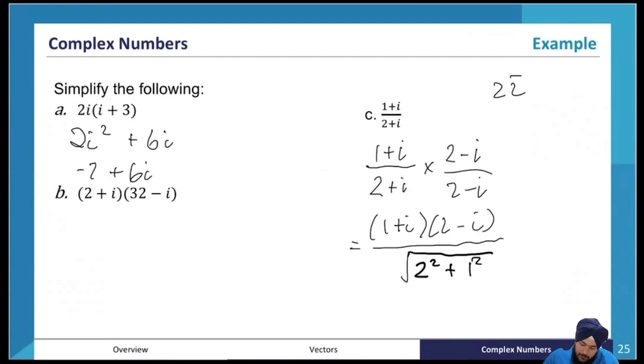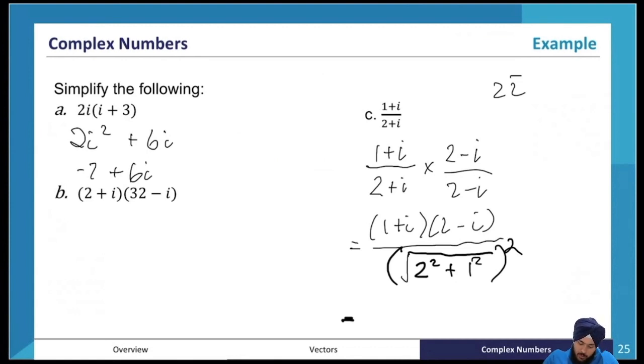And then, but remember, it was conjugate magnitude, the magnitude squared. So the square root effectively just cancels out, so we're just left with the numerator. For this one, we just use the rainbows method.